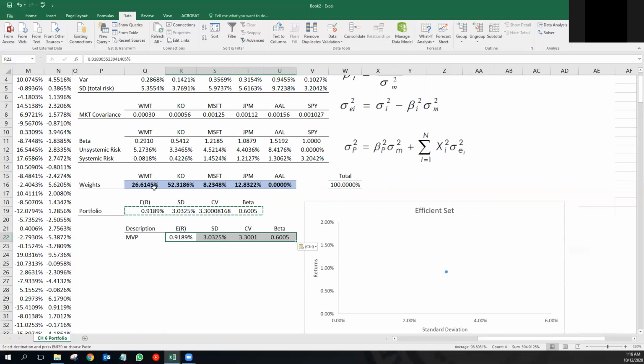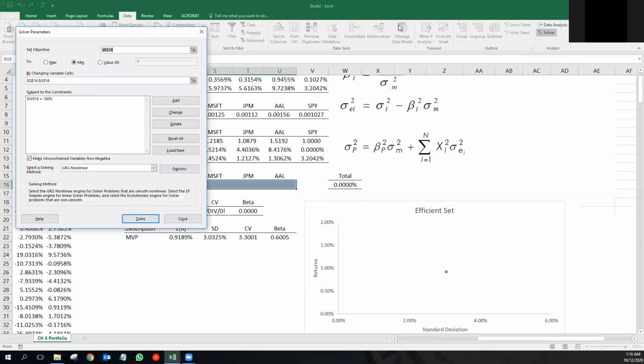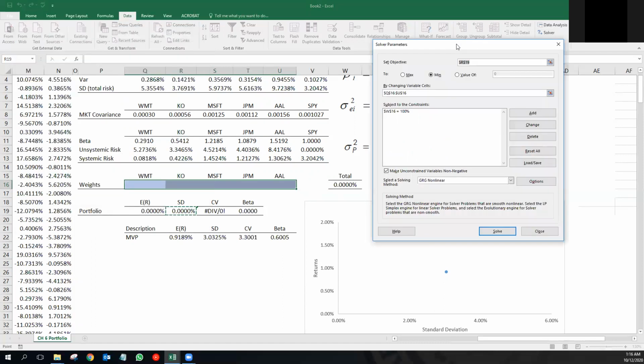Then what we're going to do now is start building the efficient set by increasing the standard deviation limitation by 0.25%. I'll explain that in a second. The first thing you want to do every time you're done with one step, delete this. Excel will get confused. So just delete it, make sure it's blank. And all I'm gonna do is go back to the solver, it's already preset. Now I'm gonna change something and add something.